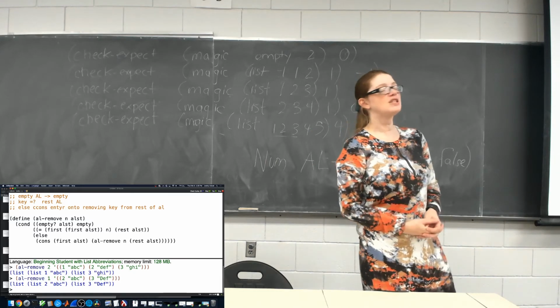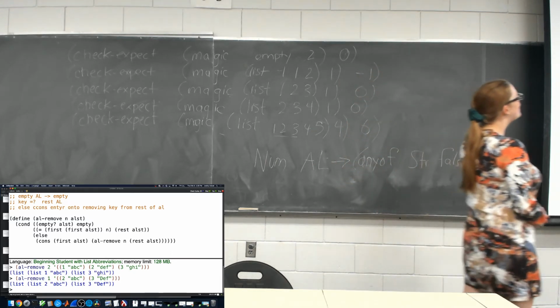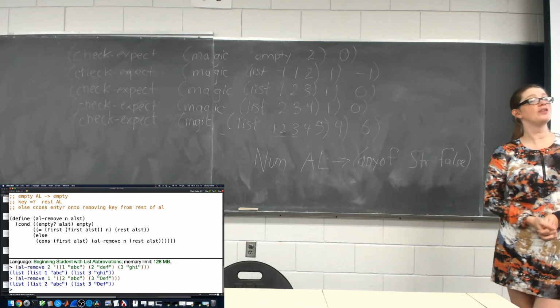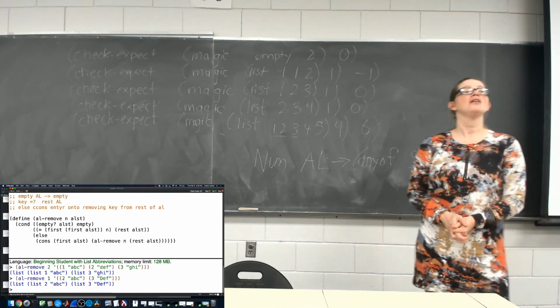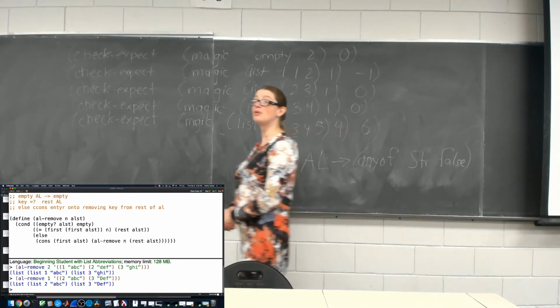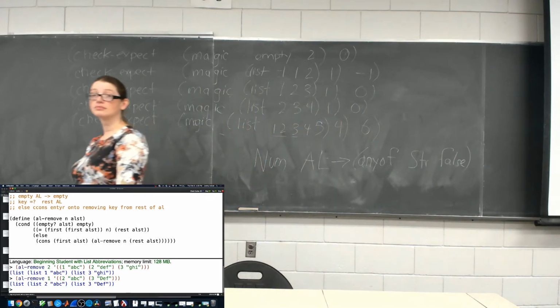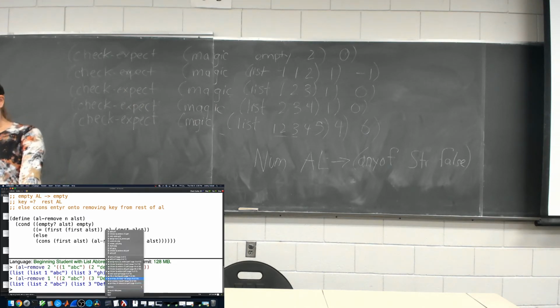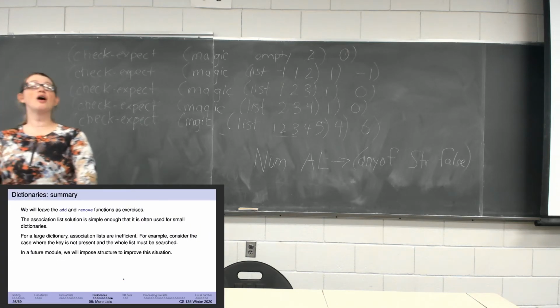Now, we would have to write a bunch of other tests. We'd have to do a test for empty. We'd have to do a test for the item in the list and a test for when the item is not in the list, and so on and so forth. All right. Any questions about this remove? Okay. Try add on your own.